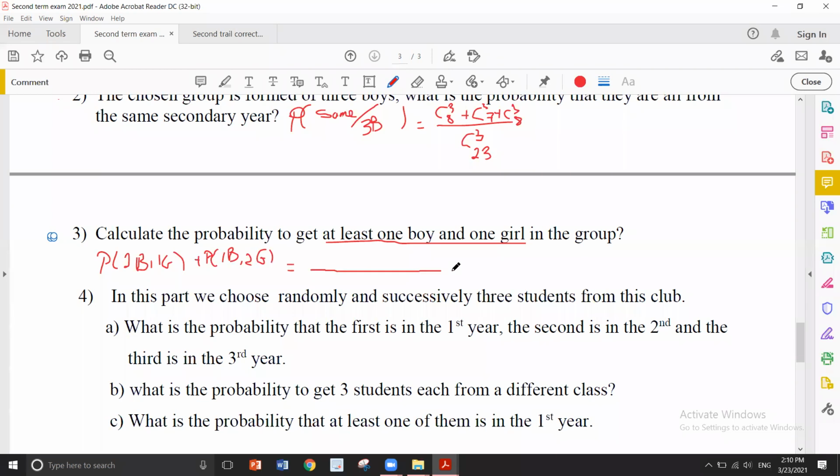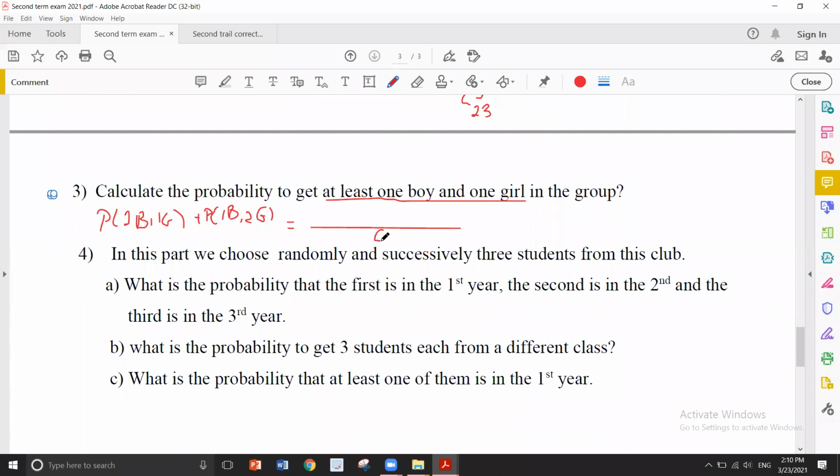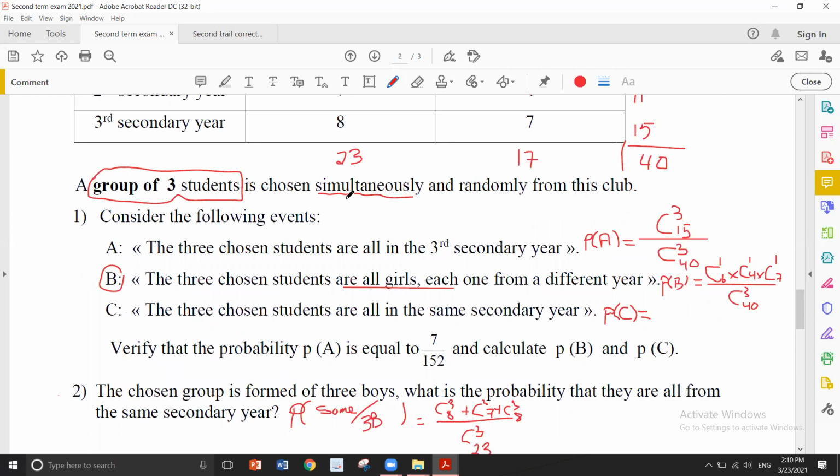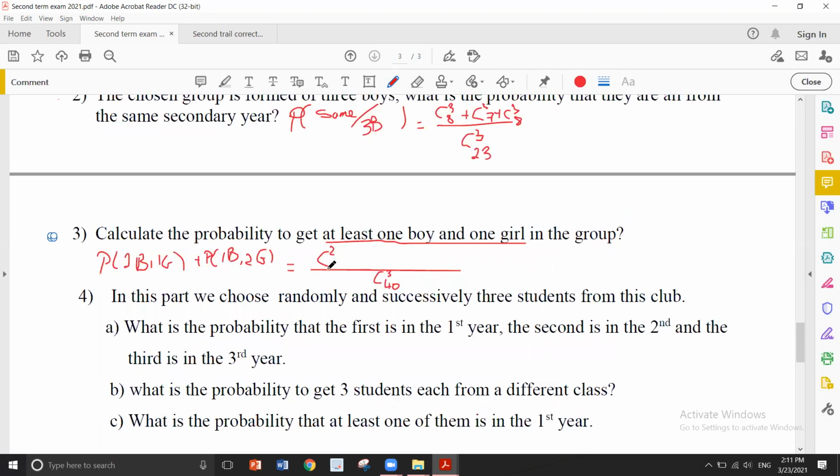So total is, I have to choose 3 from 40. I need 2 boys. What is the number of boys? The boys are 23. I have to choose 2 from them, with 1 girl, 1 from 17, plus 1 boy from 23 times 2 from 17.